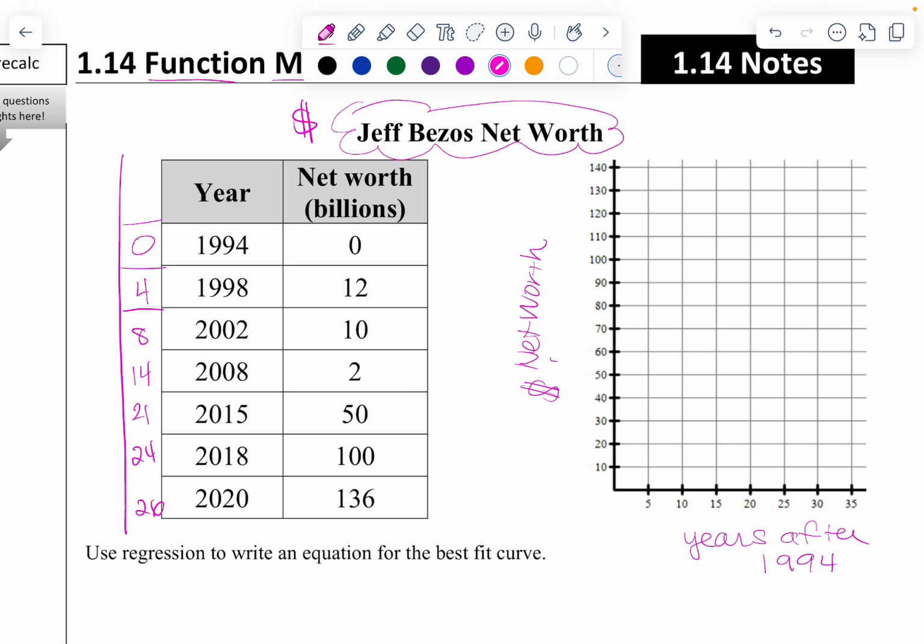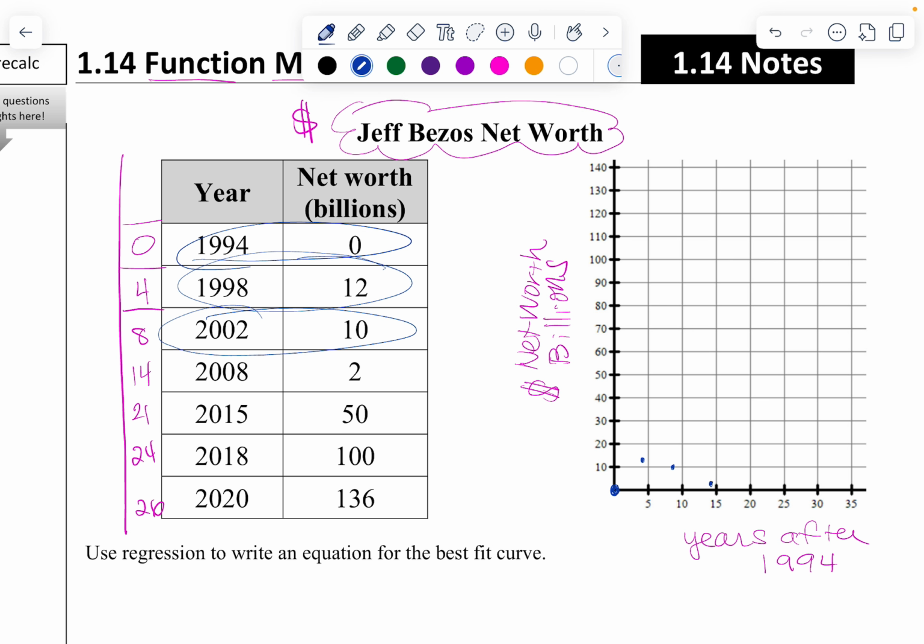All right, let's go ahead and graph this data. So here at 0 years after, he is worth $0. At 4 years after 1994, he's worth 12 billion. That's not bad for working for 4 years. At 2002, or 8 years after, it's 10. So let's look at 8, we're going to go up to 10. So he dips a little bit there. At 14 years after, he's worth 2 billion. So he lost some of his wealth.